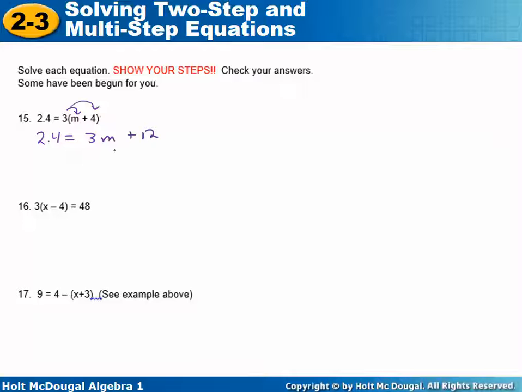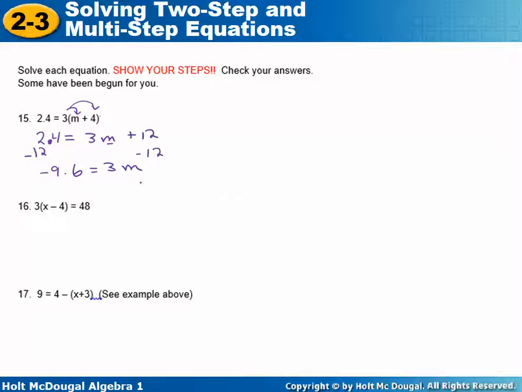And now we have a two-step equation. Here's the variable m. It's being multiplied by 3, and 12 is being added to it. So I will subtract 12 from both sides of the equal sign. Now be careful with the decimal there. We have 2.4 minus 12. I'm going to do that on my calculator to make sure that I don't mess that one up. And it's negative 9.6 equals 3 times m.